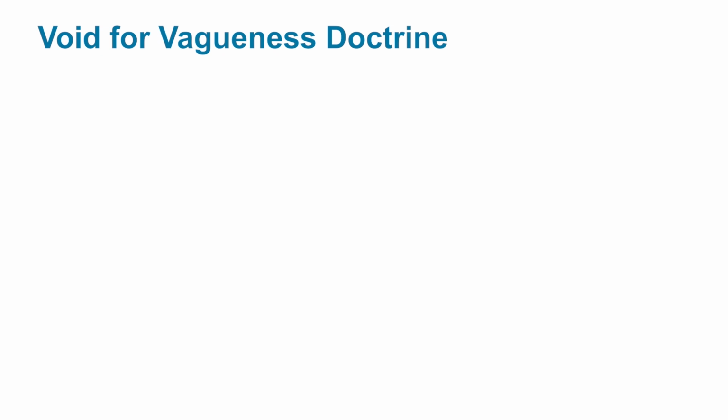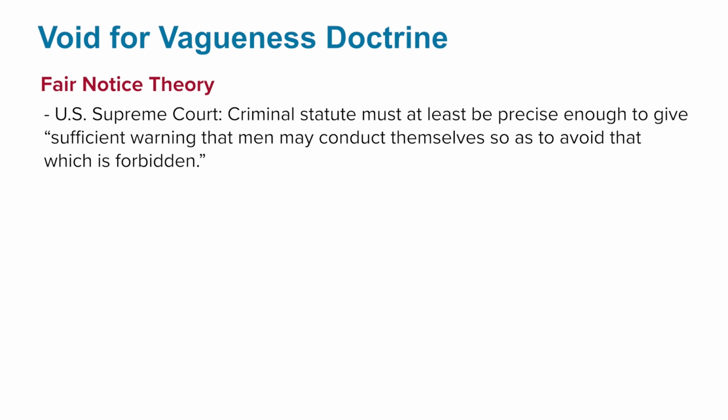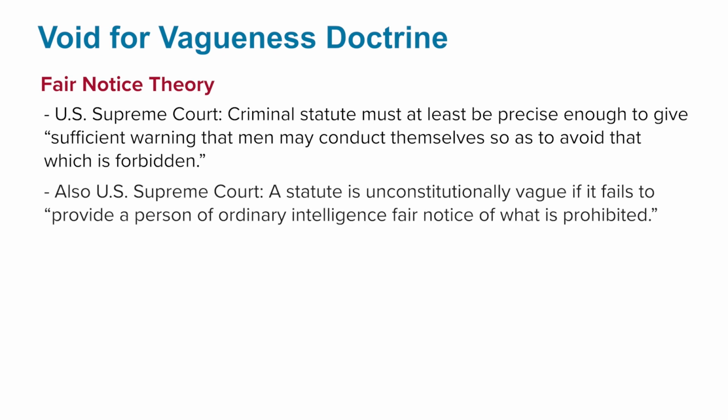The first focuses on the fair notice aspect of legality. The US Supreme Court has determined that a criminal statute has to at least be precise enough to give, quote, sufficient warning that men may conduct themselves so as to avoid that which is forbidden. According to this line of reasoning, a statute is unconstitutionally vague if it fails to, quote, provide a person of ordinary intelligence fair notice of what's prohibited. This fair notice theory of vagueness might seem straightforward in theory, but it's actually pretty challenging to apply in practice. And case law on the topic is also pretty muddy.